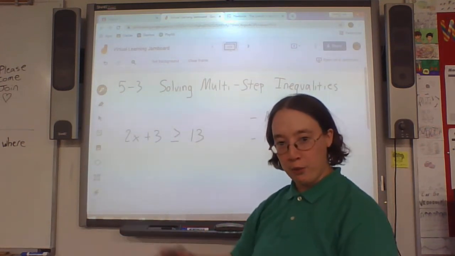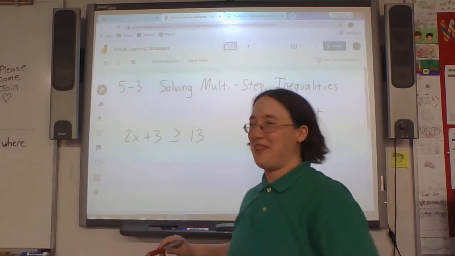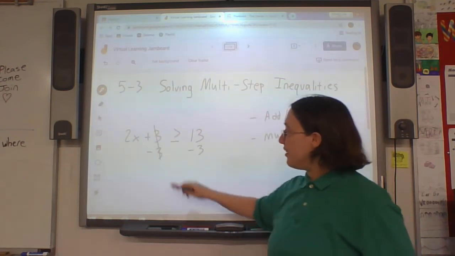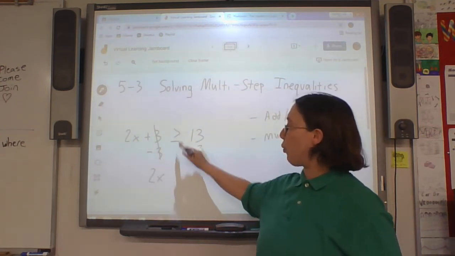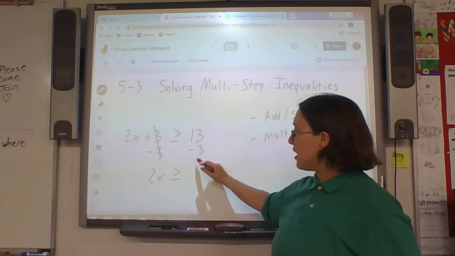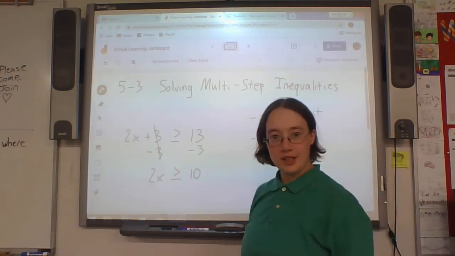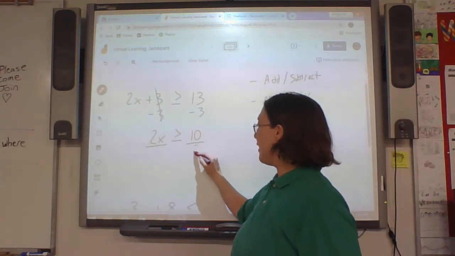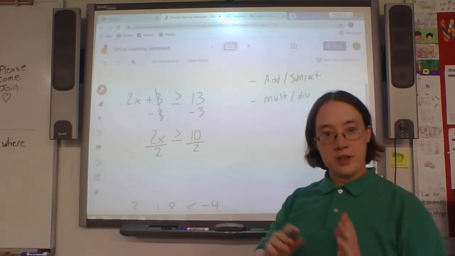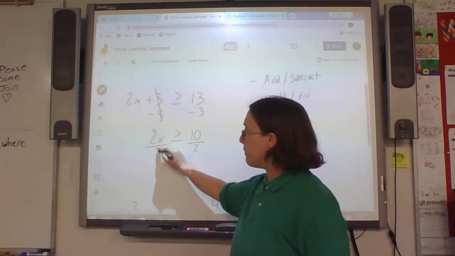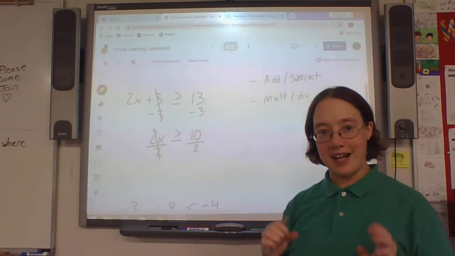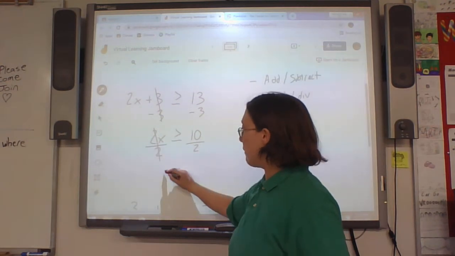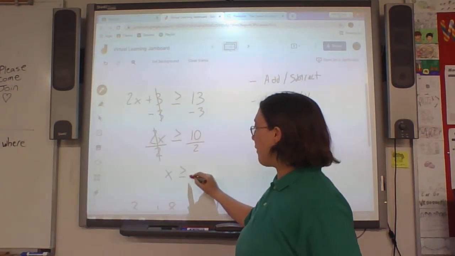So we're getting rid of adding 3, hopefully it said subtracting 3. We're subtracting 3 there, subtracting 3 here. These are gone, and we've got a 2x. We've still got this greater than or equal to there. And then 13 minus 3 is 10. Then to get rid of multiplying by 2, we're dividing by 2. This time we don't need to flip the sign because we're dividing by a positive number. Flipping the sign is only if we're multiplying or dividing by a negative number. So our sign stays and we've got x is greater than or equal to 5.